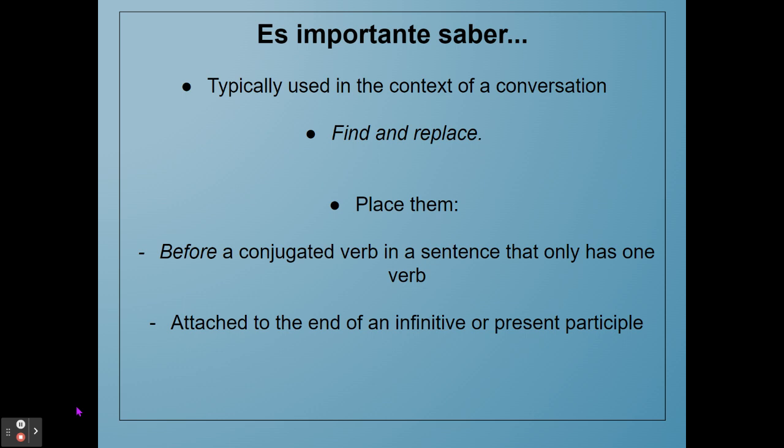And when you are writing a sentence with direct object pronouns, you have a couple of options. They are equally correct. I will accept either one, so you should do the one that works best for you. You either want to place them before a conjugated verb in a sentence that only has one verb, or attached to the end of an infinitive, so that's one that ends with AR, ER, or IR, the original unconjugated form of a verb, or a present participle, which is the form of the verb that ends with ando and iendo.